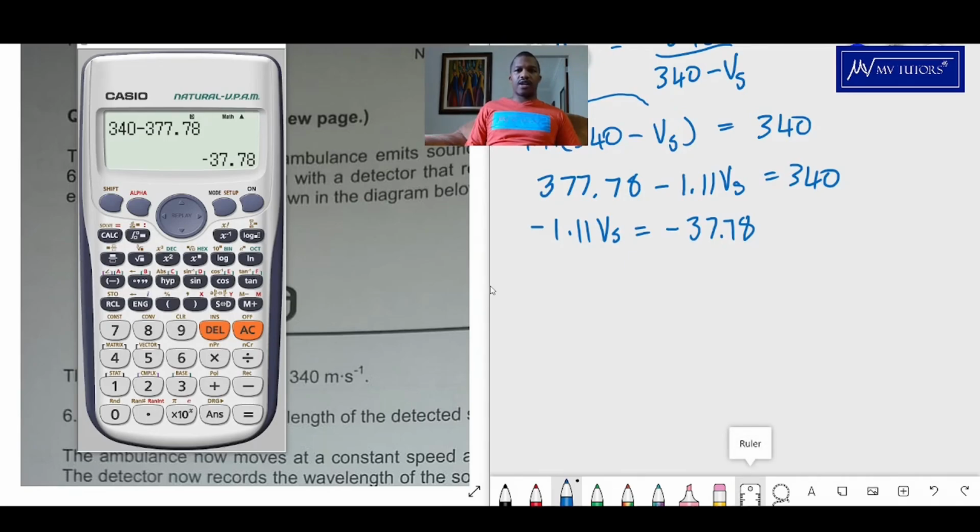divide both sides by minus, so Vs by minus 1.11. So I'm gonna say divided by negative 1.1111. There was a lot of ones. So my final answer is just 34. And velocity is in meters per second.